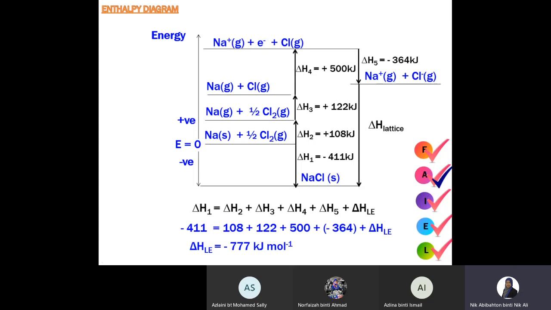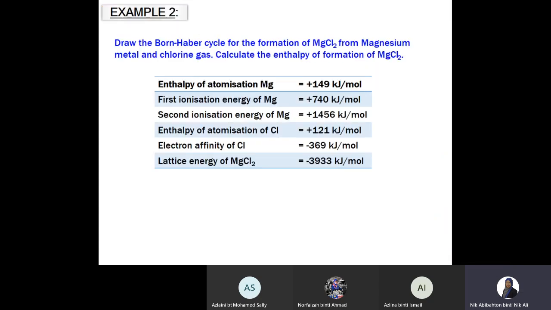Okay, so we have finished example 1. In this example 1, we wanted to calculate the lattice energy and construct the Born-Haber cycle. So let us look at example 2. Example 2: draw the Born-Haber cycle for the formation of magnesium chloride from magnesium metal and chlorine gas. Calculate the enthalpy of formation of magnesium chloride.